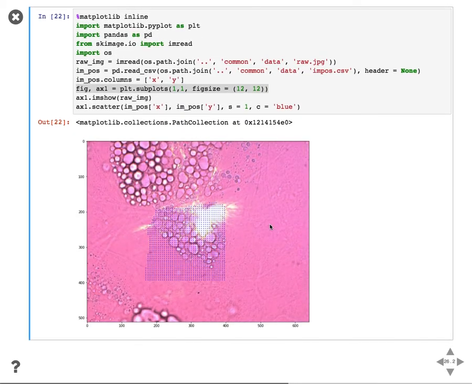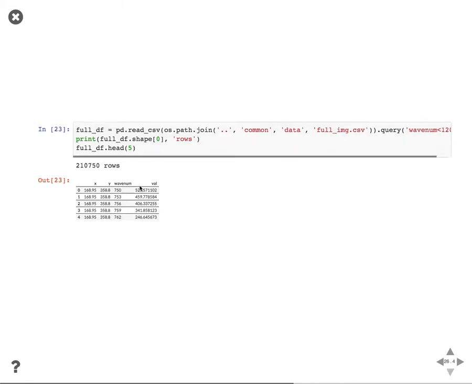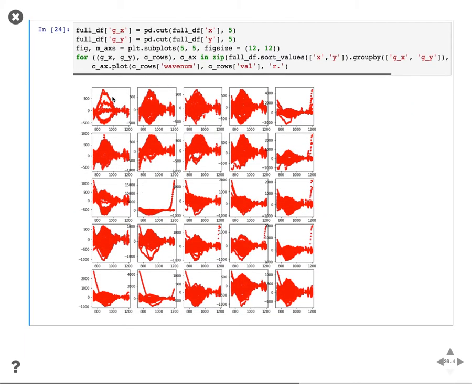Here's an example from an experiment where we were doing Raman spectroscopy of a large sample. You basically take a spectrum at each one of these blue points. We can now load in all of this data, where we see we have an X position, a Y position, a wave number, and a value for 210,000 points, I think, in this example. And then we can actually plot it.